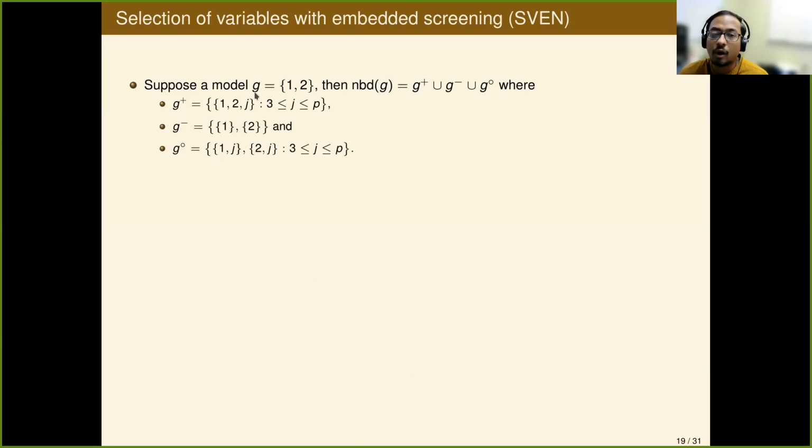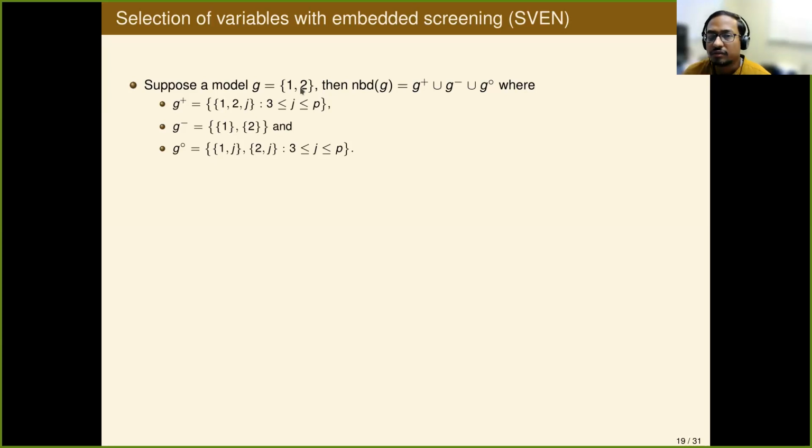So let's suppose we have a model G, just to illustrate how we do the computations, how we find these models with high posterior probabilities. Let's say we start with this model G, which has two variables that we deem to be important. Let's say variables number 1 and 2 are deemed important, so they are in the model G. What we do is compute the posterior probability, up to a normalizing constant, of all the neighboring models of G.